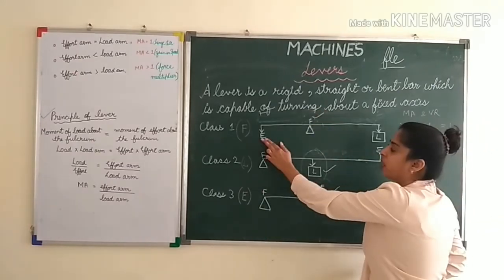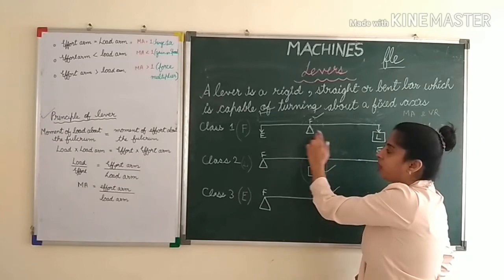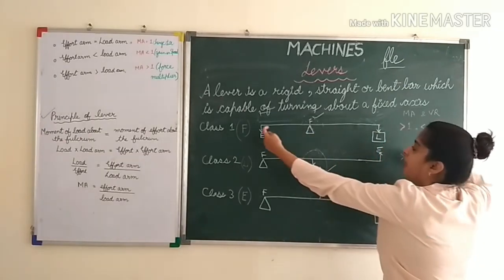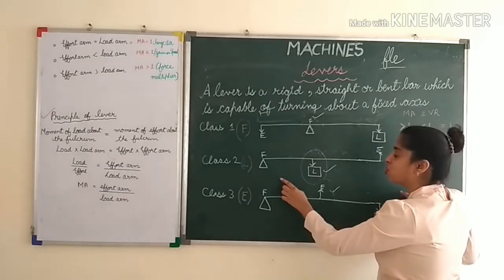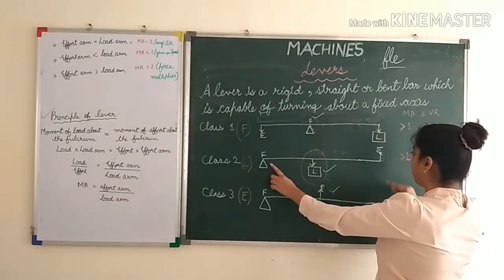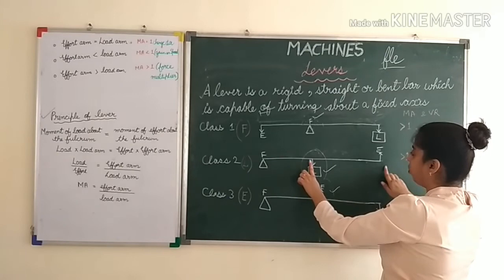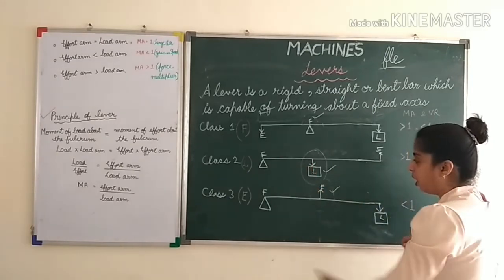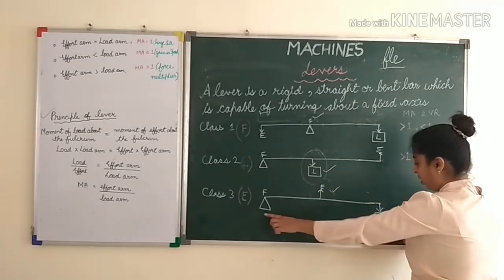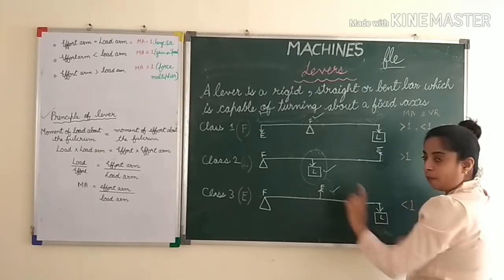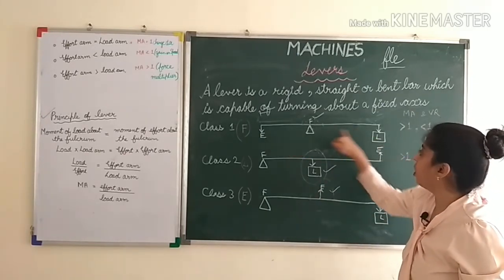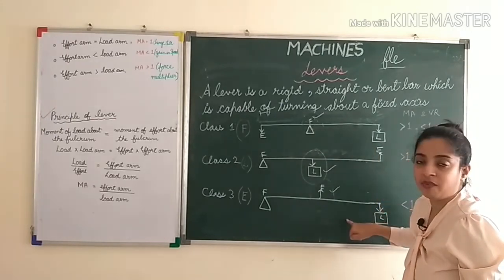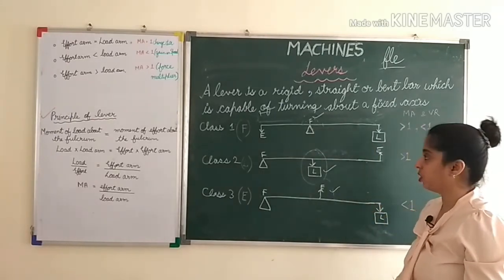F-L-E. So, in class 1 lever, fulcrum is between effort and load, and effort and load both are in same direction. In class 2 lever, load is between fulcrum and effort and they both are in opposite direction. Here also effort is between fulcrum and load and effort and load are in opposite direction. So only in class 1 lever, effort and load are in same direction. Here effort and load are in different directions.